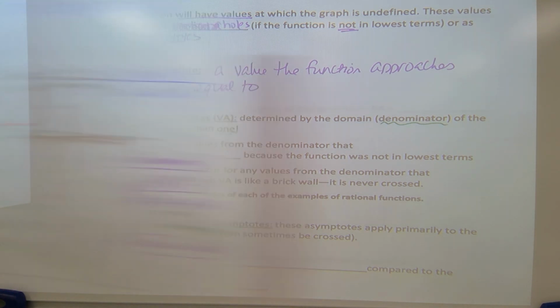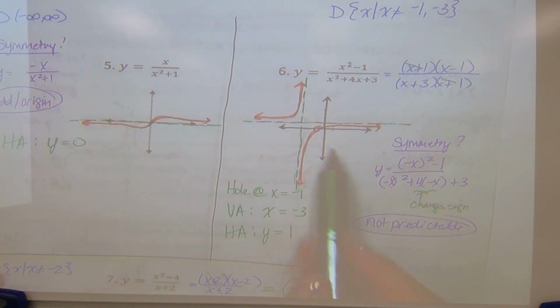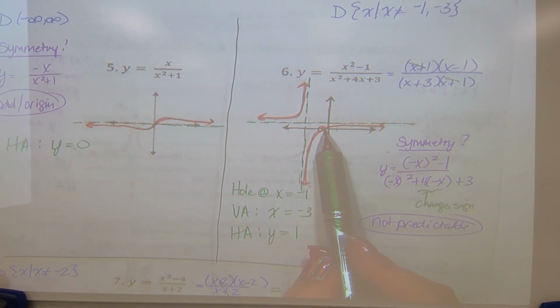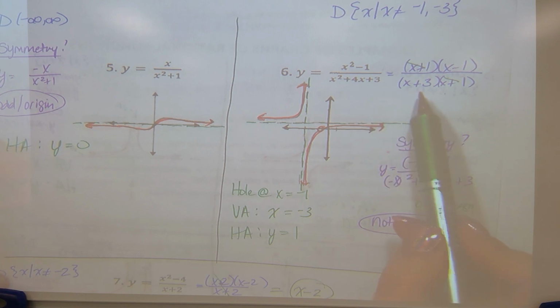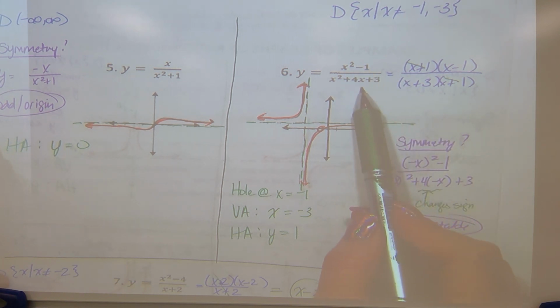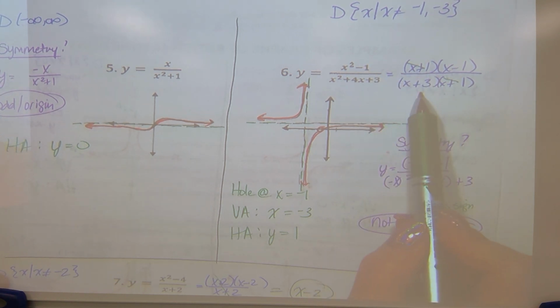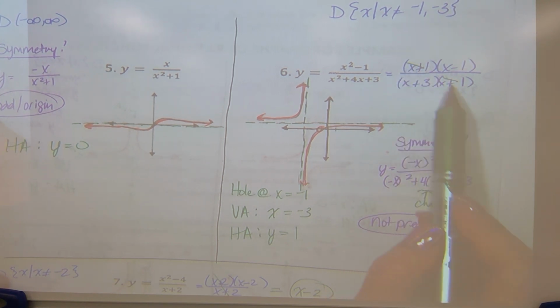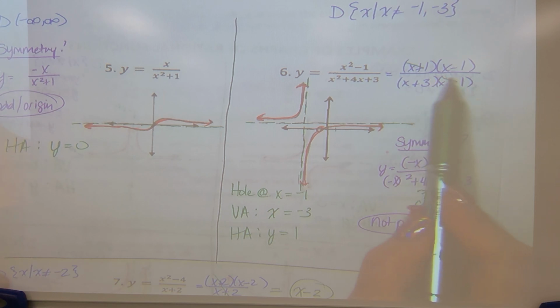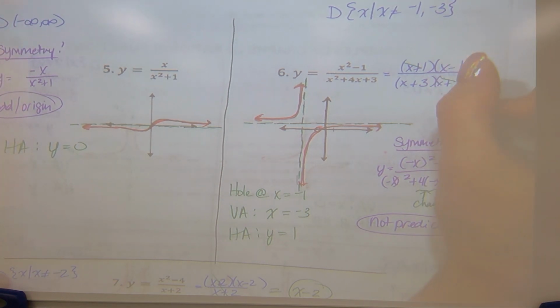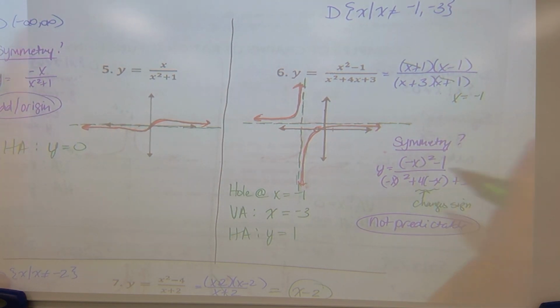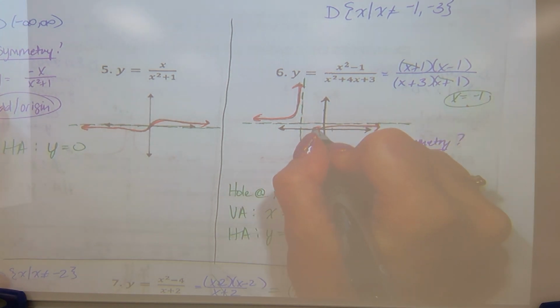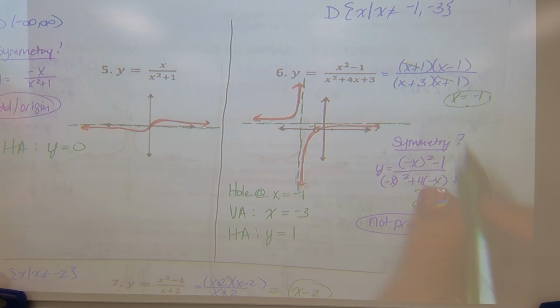Now look back on that examples page, right here, example number 6. We had a hole in the graph. That hole occurred because when we factored our numerator and our denominator, we saw that there was a factor that would cancel out. This x plus 1, if I set that equal to 0, I get x equals -1. That is a value that gives me a hole in the graph, not a vertical asymptote, because the function is not in lowest terms here.